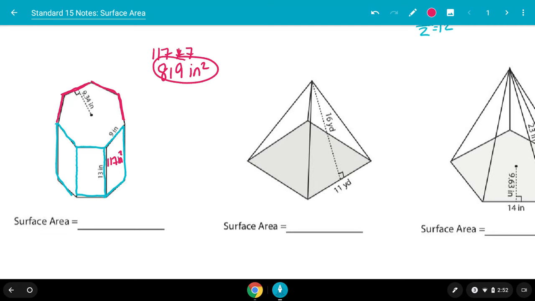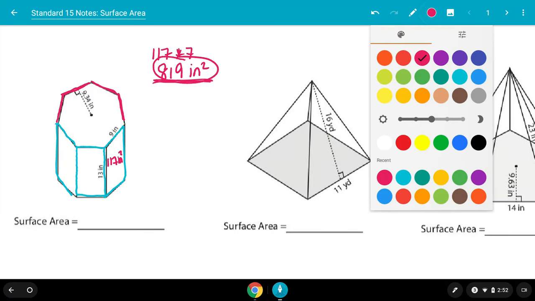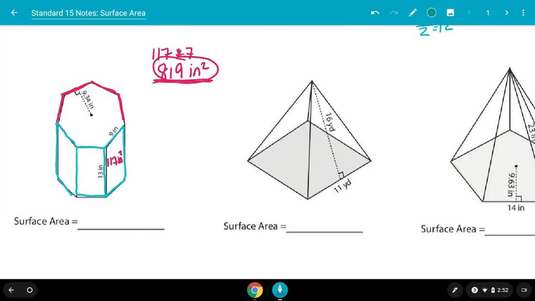Now we have to find the area of the top. And that's going to be the exact same as the area on the bottom. So if we find the area of the top, we're just going to multiply it by 2. Then we're going to add it to what we just found. All right. We have a regular heptagon, 7-sided polygon. To find the area of a regular heptagon, remember how we made triangles? There's 7 of those triangles.